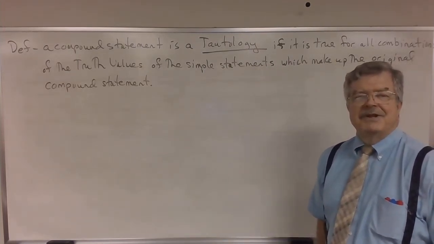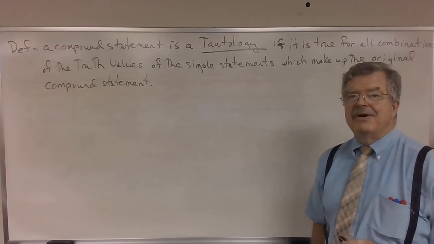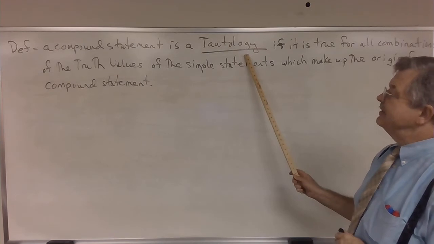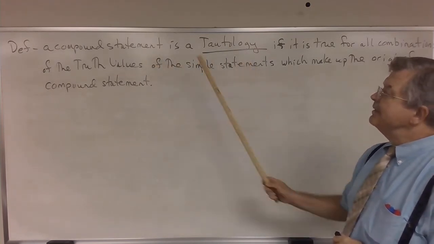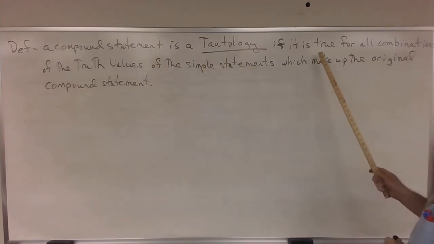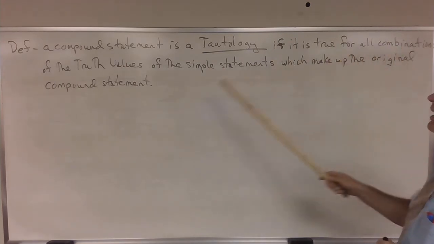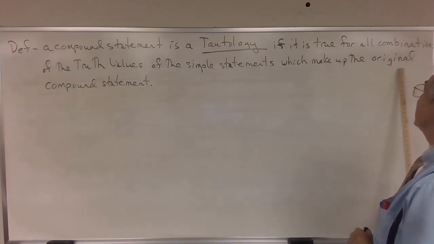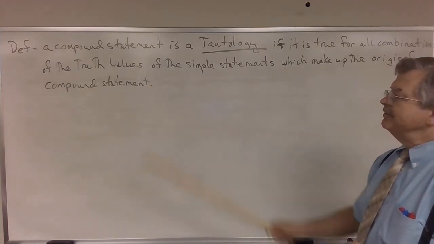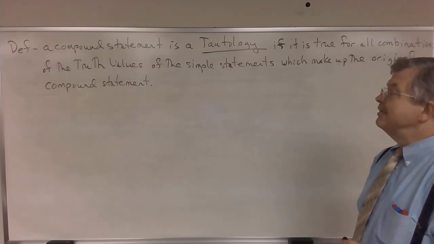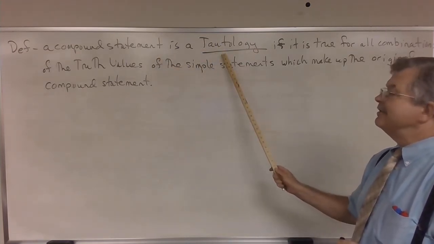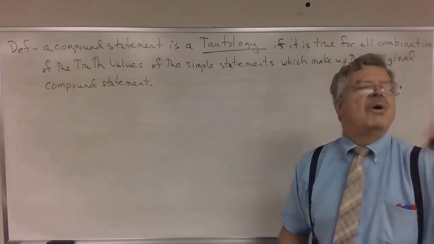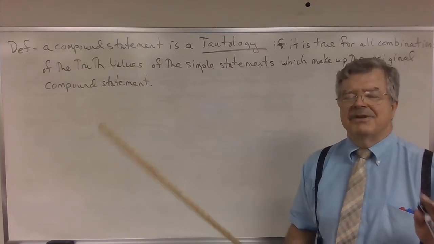Well, we looked at the contradiction, which is always false. Now here's its counterpart. We call it a tautology. A compound statement is a tautology if it is true for all combinations of truth values of the simple statements which make up the original compound statement. So in other words, a compound statement is a tautology if it's always true. For all combinations of truth values, it's going to be true.